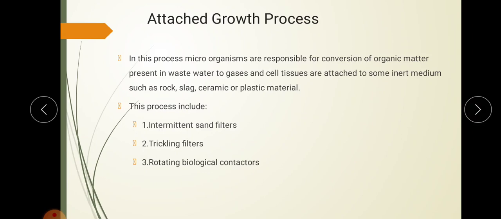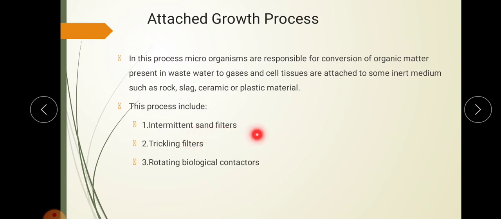gases and cell tissues. And these microorganisms are attached to some inert medium like rock, slag, ceramic or plastic material. Okay, that is, we are using microorganisms for the process. And in the attached growth process, these microorganisms are attached to some inert medium. And the inert medium may be rock, slag, ceramic or plastic material. So we are attaching the microorganisms to inert medium. So that is the attached growth process.